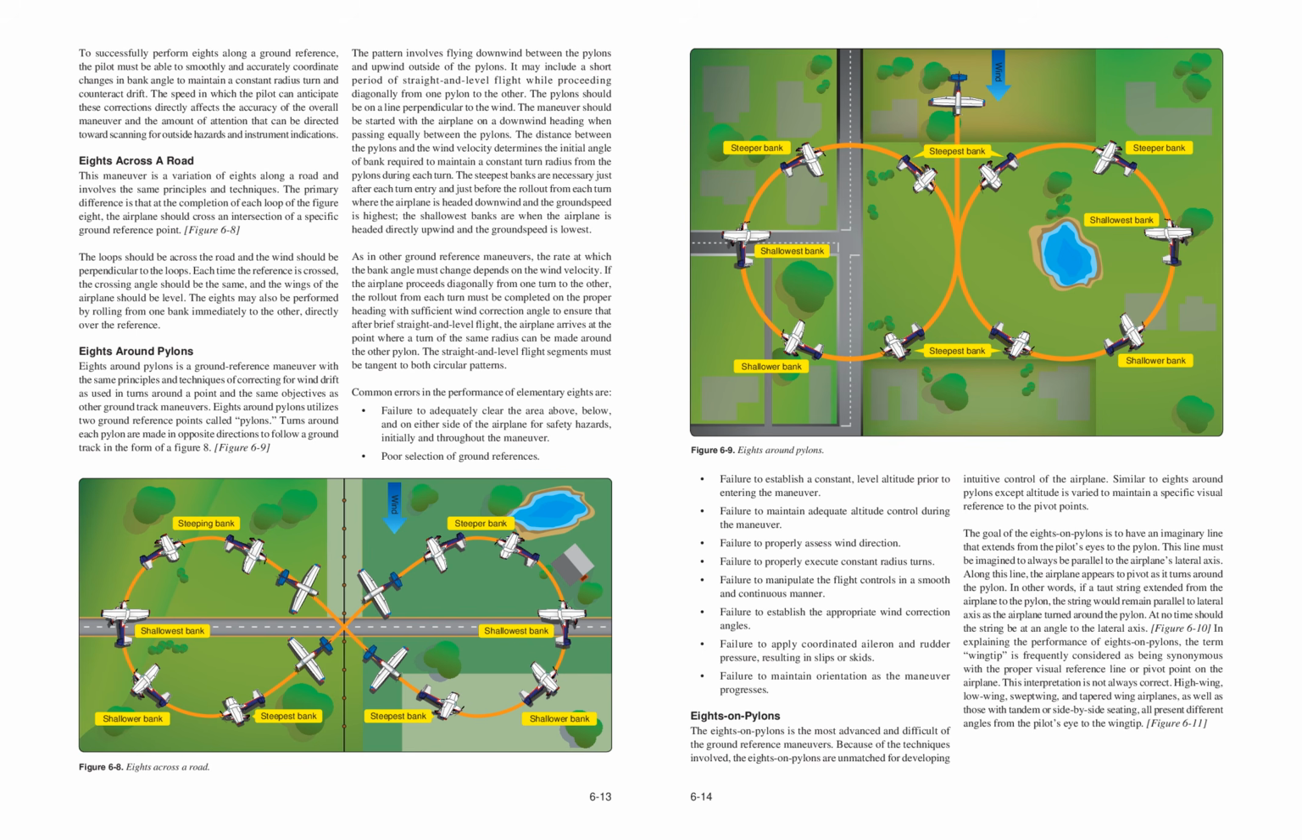Figure 6-9. As in other ground reference maneuvers, the rate at which the bank angle must change depends on the wind velocity. If the airplane proceeds diagonally from one turn to the other, the rollout from each turn must be completed on the proper heading with sufficient wind correction angle to ensure that after brief straight and level flight, the airplane arrives at the point where a turn of the same radius can be made around the other pylon. The straight and level flight segments must be tangent to both circular patterns.